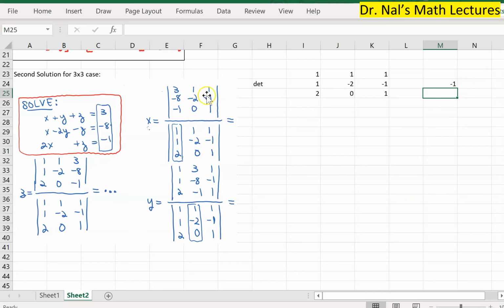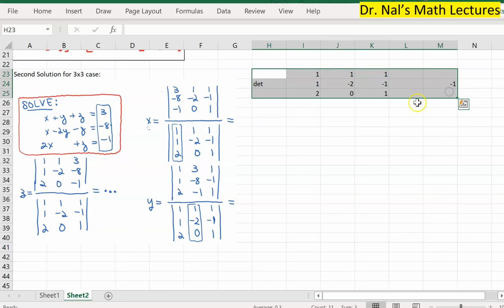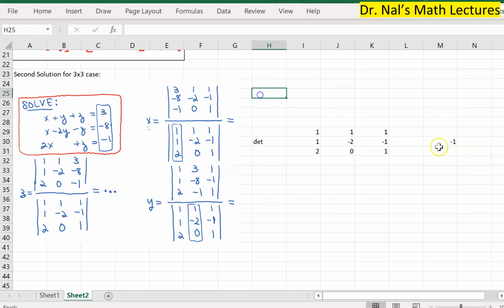For the numerators, we have to rewrite these things. You know what? I'll do even better. I'll just move this down below, aligning it with the values next to x, so it will be more visually appealing, right? So there you go. Minus 8, minus 2, minus 1, and minus 1, 0, 1.